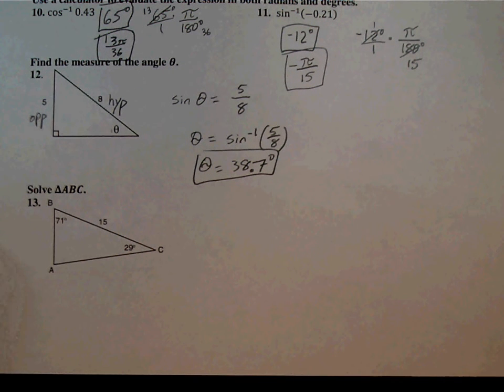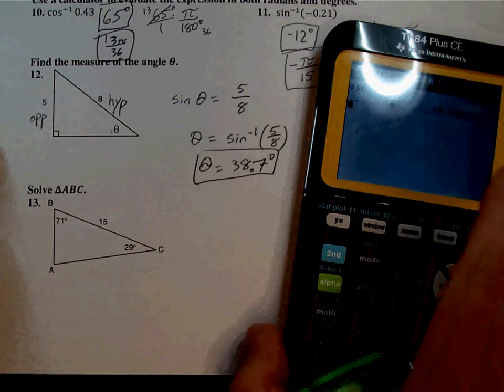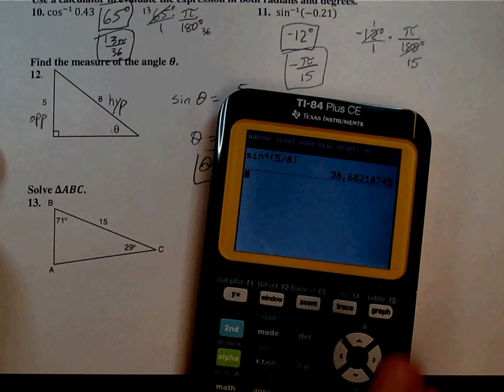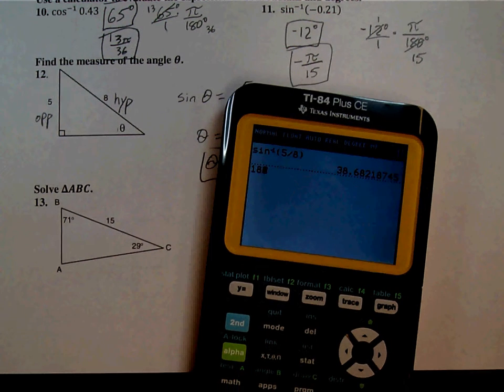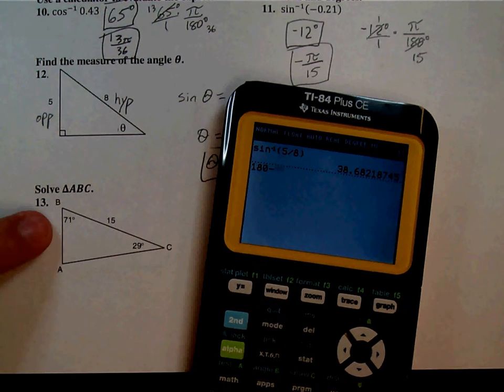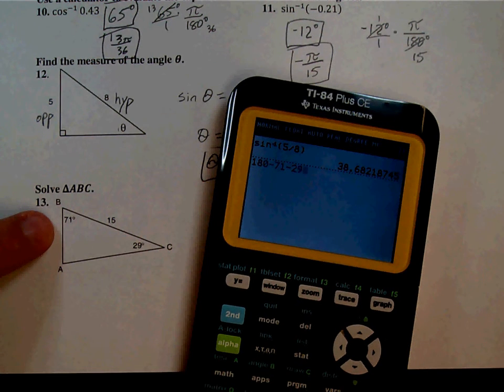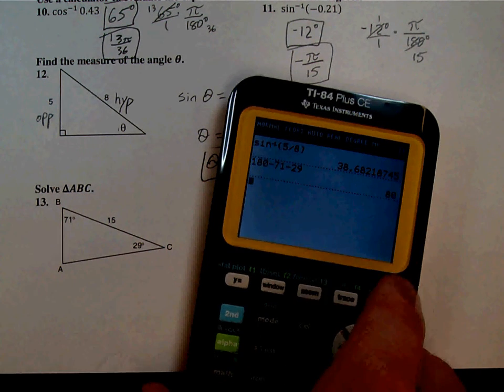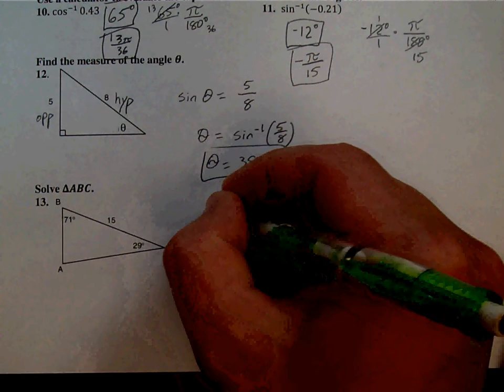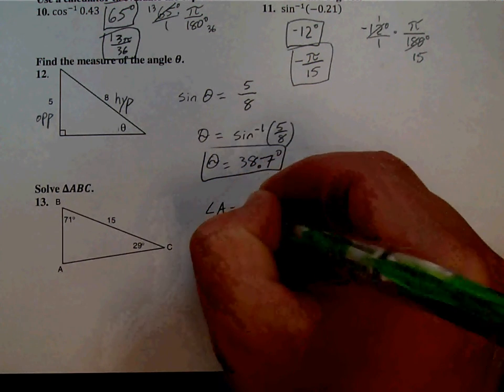Number 13 is a non-right triangle. Notice they're not right angles. So we're going to have to use law of sines here. First thing you might do is find out the missing angle. We know 2 of the angles, so if we subtract 71 and 29 from 180, we get the missing angle. So we see it's an 80-degree angle. That's one of the things we're trying to find. Angle A is 80 degrees.